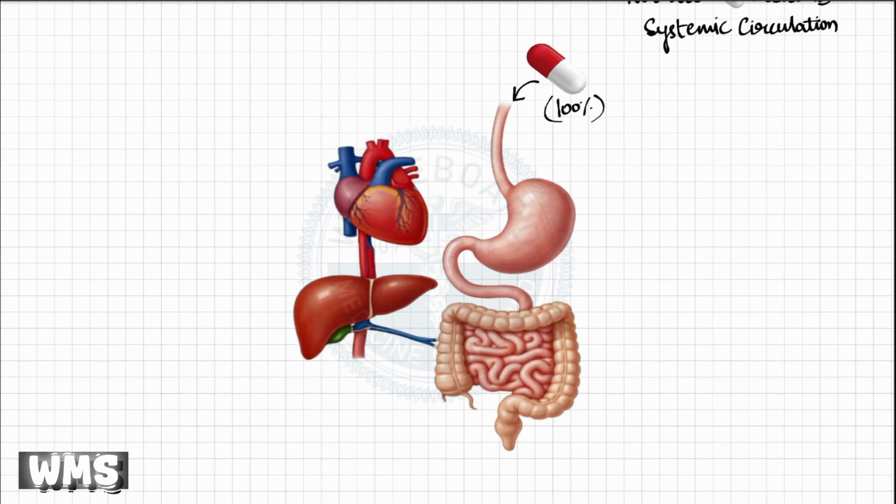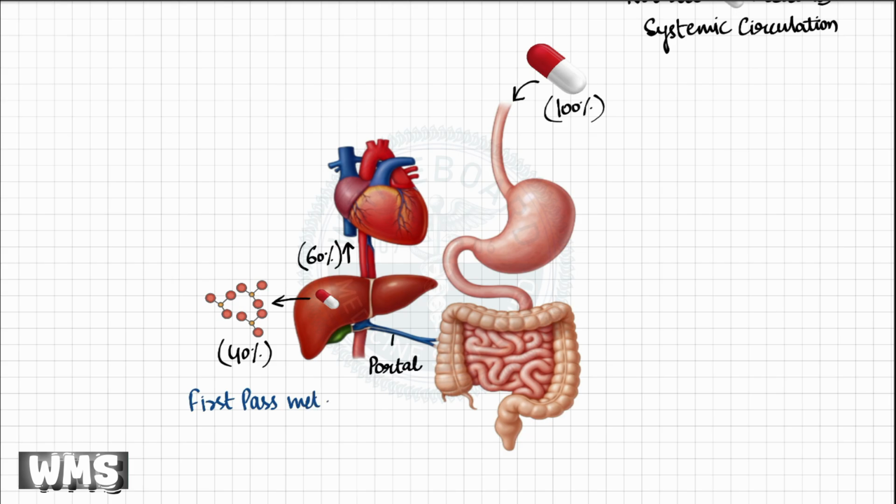In a similar manner, when we take a drug, it is first absorbed from the gastrointestinal tract and then carried to the liver via the portal circulation. From the liver, it finally reaches the systemic circulation. However, before reaching the systemic circulation, some amount of the drug is metabolized or removed by the liver. Therefore, the drug that is removed by the liver represents the first pass metabolism or first pass effect.